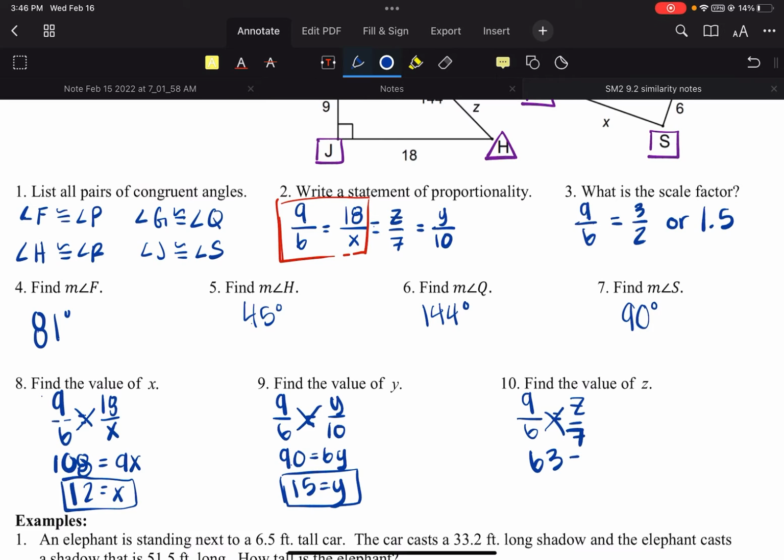So 63 is equal to 6z. Divide both sides by 6. And z is equal to 10.5. Okay. If you need a refresher on cross-multiplying, you can probably just Google or YouTube cross-multiplying examples, and it'll give you some great examples.